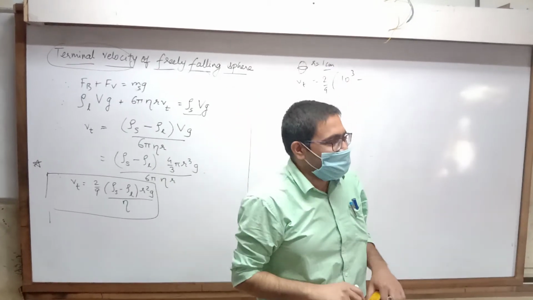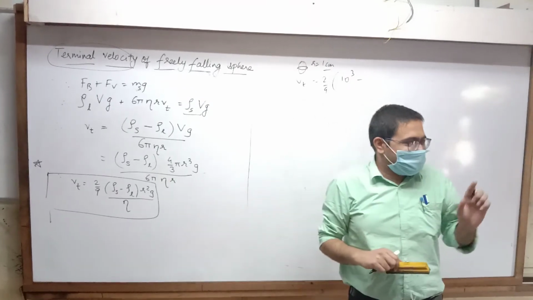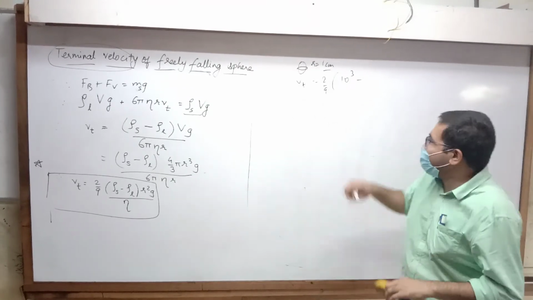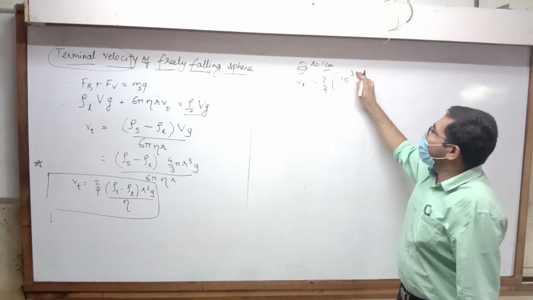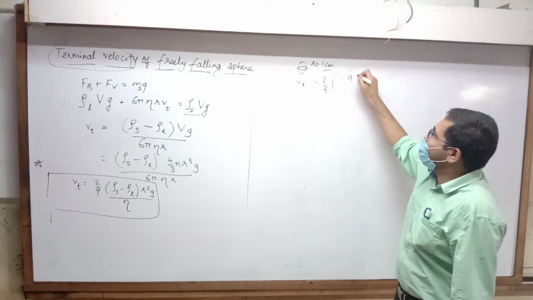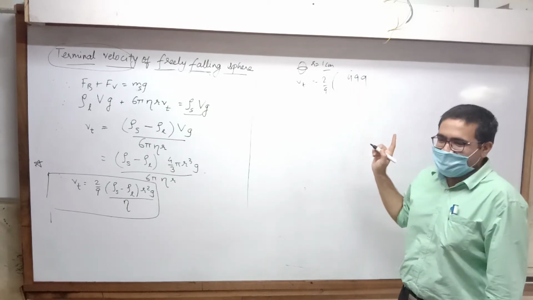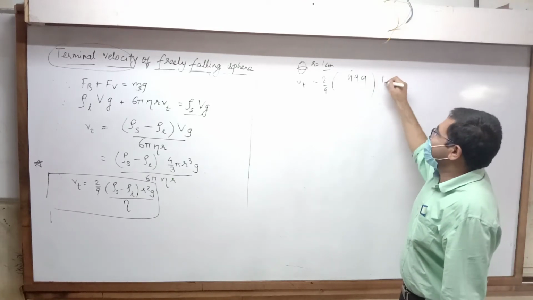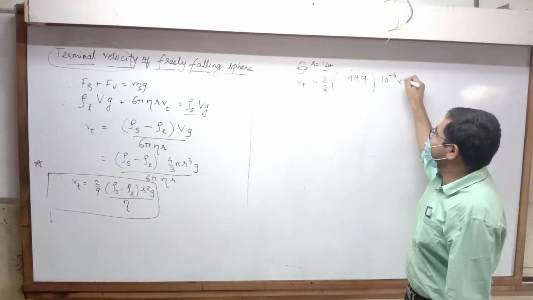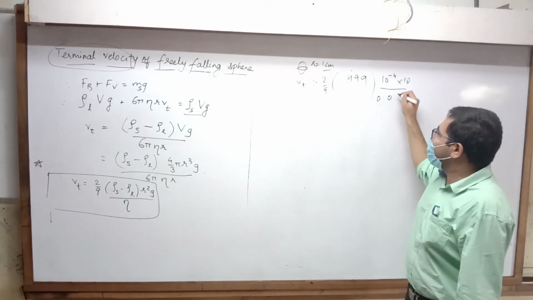The raindrop falls through air. Air density is 1 kg per meter cube. Negligible, right? Leave it, cut 1000 minus 1 to get 999. So 999 into r square, 1 centimeter square, 10 raised to minus 4, g is 10 and eta is 0.019.